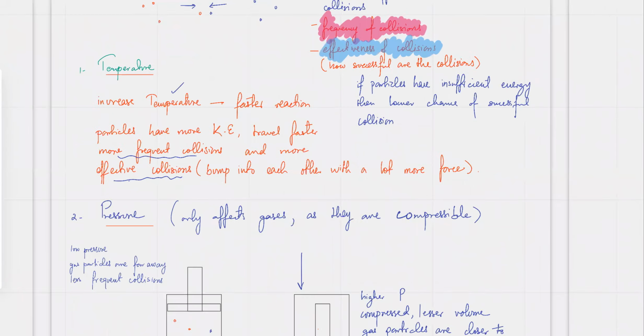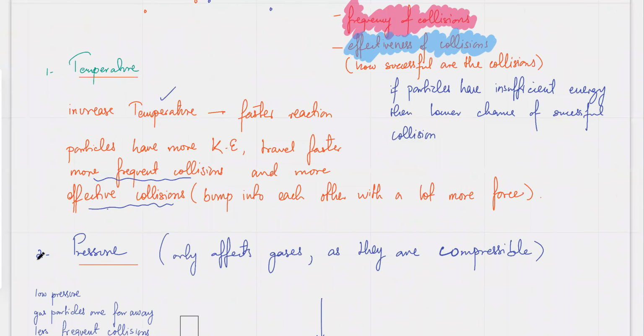In temperature, I had used both. Because when you increase temperature, because they travel faster, not only do they bump into each other a lot more, which leads to frequent collisions, but you also have more effective collisions as well. They travel faster, so they bump into each other with a lot more force. So the successfulness of the collision is a lot more.